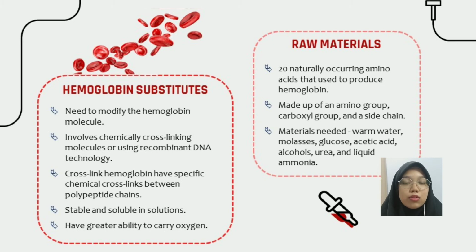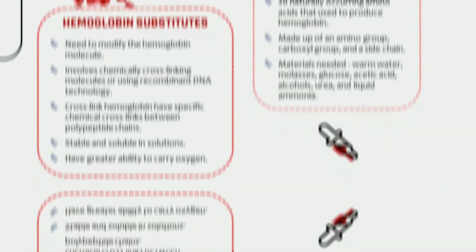Hemoglobin synthesis also requires a specific type of bacteria and all of the materials needed to incubate it. The materials needed are warm water, molasses, glucose, acetic acid, alcohol, urea, and liquid ammonia.